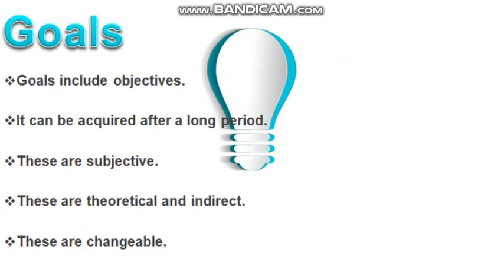Now let's learn about goals. Our goals include objectives. So goals are broad, but when it comes to objectives, they are too specific. Our goals can be acquired after a long period. These are subjective, these are theoretical and indirect, and these are changeable.